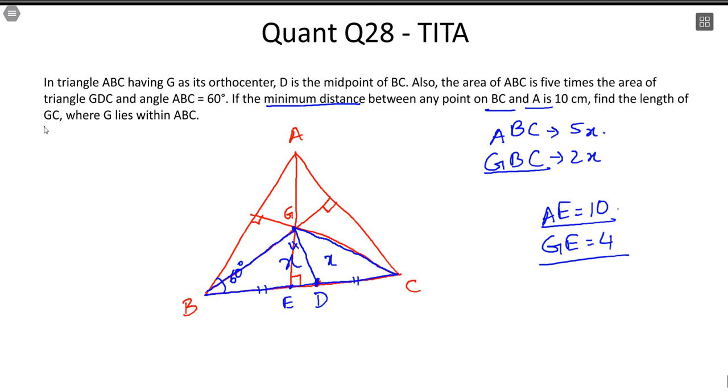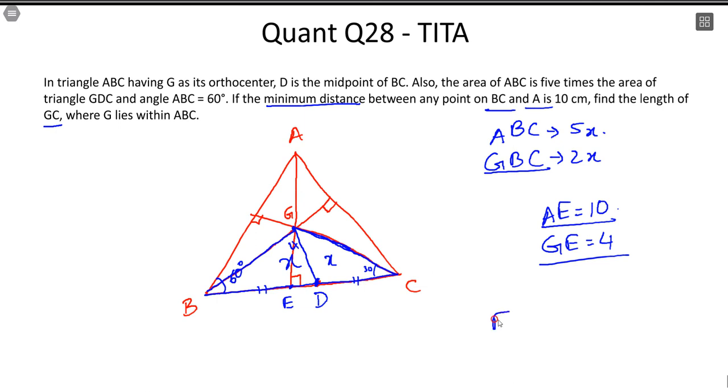Find the length of GC where G lies within ABC. Orthocenter, I had anyway put it inside, not a problem. They are asking me to calculate the length of GC. Okay, I have 60 degree here. I have 90 here. I have 30 here. Oh, it is done.